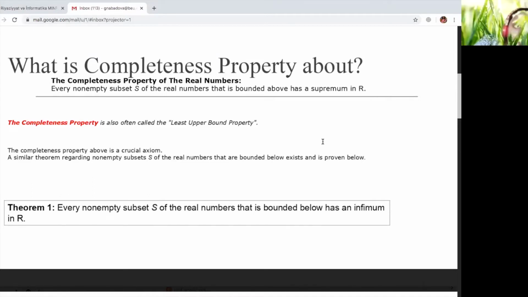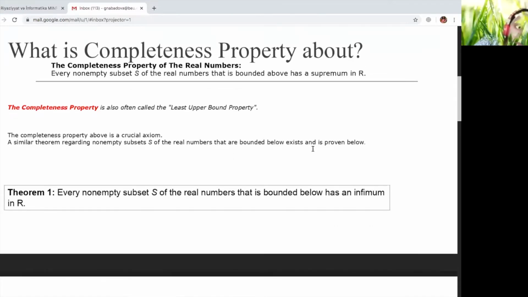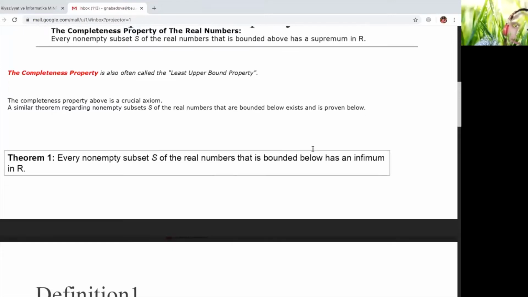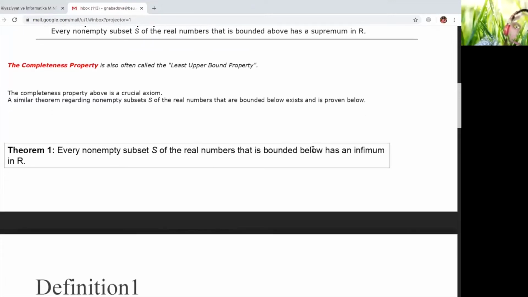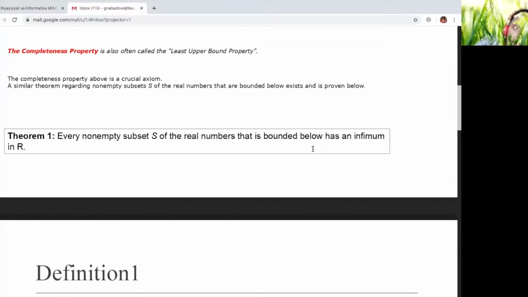Okay, what's the completeness property about? The completeness property of the real numbers. The completeness property is also often called the least upper bound property. The completeness property above is a crucial axiom. A similar theorem regarding non-empty subsets S of the real numbers that are bounded below exists and is proven below. Theorem 1: every non-empty subset S of the real numbers that is bounded below has an infimum in R.